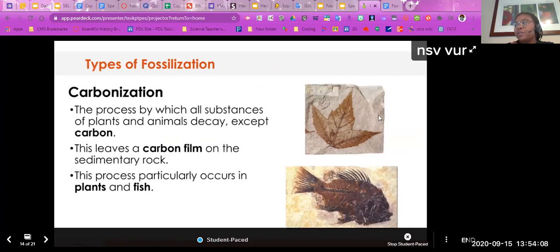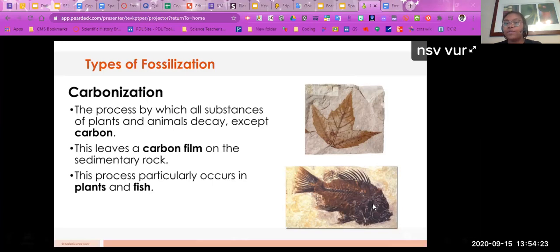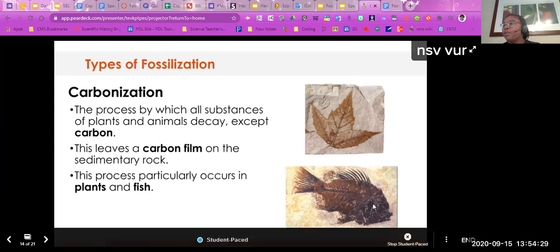You can see the details of the leaf. You can see the veins. You can also see the bones of the fish. You can see some facial features from the fish and fins and all the rest of that, but it does not leave any matter. So there's no bones, there's no leftover fish skin, no leaf, none of that. But it does leave this carbon outline on the rocks.